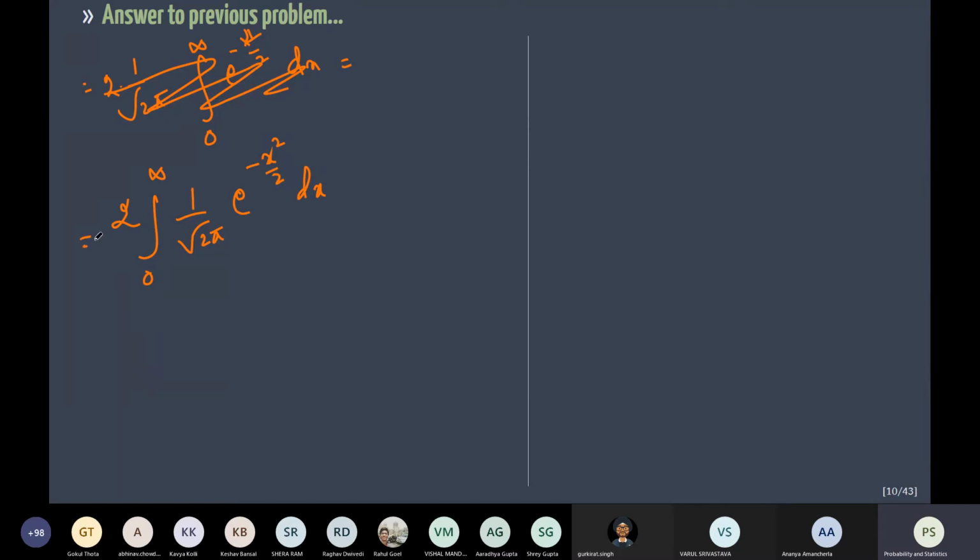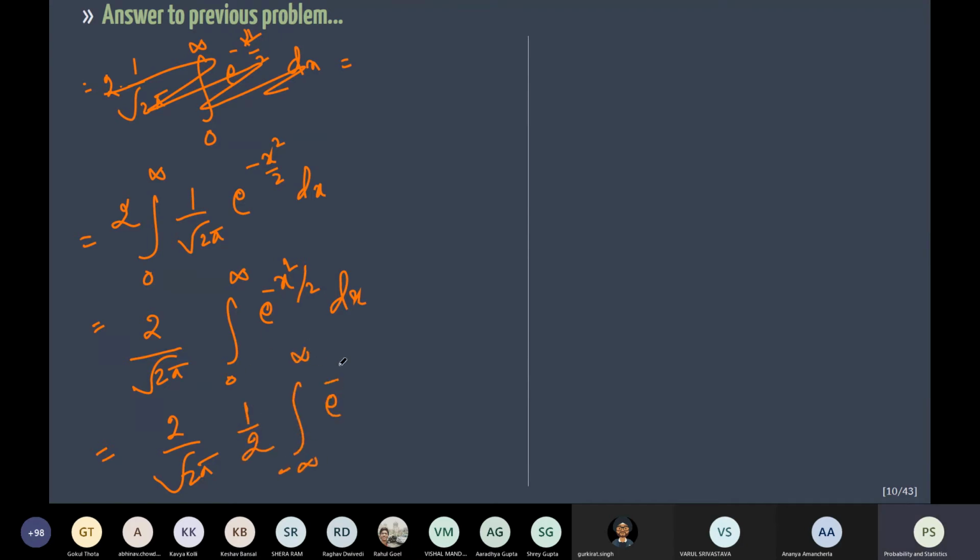So what will this come out to be? This is like 2 by square root of 2 pi, integral from 0 to infinity of e to the minus x square by 2 dx, and this is like half of the integral from minus infinity to infinity of e to the minus x square by 2 dx. So this we know is square root of 2 pi. So this gets cancelled, this gets cancelled, and this comes out to be 1.